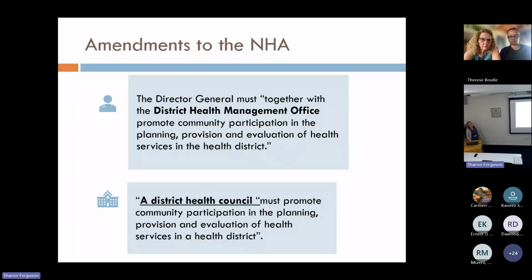The one place for participation in the National Health Insurance actually doesn't come in the National Health Insurance Act, but in an amendment to the National Health Act that will come into place with the National Health Insurance. And that is that the Director General, the District Health Management Office, and the District Health Council must, and I quote, promote community participation in the planning, provision, and evaluation of health services in a health district.